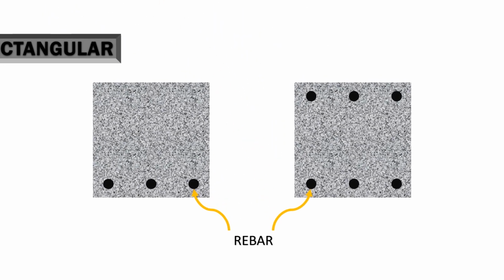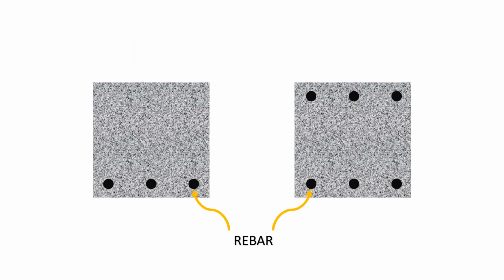Rectangular beams. Rectangular beams have a simple rectangular cross-section, with the width typically greater than the depth. They are straightforward to manufacture and are commonly used in various construction applications, including building frames and floor beams.